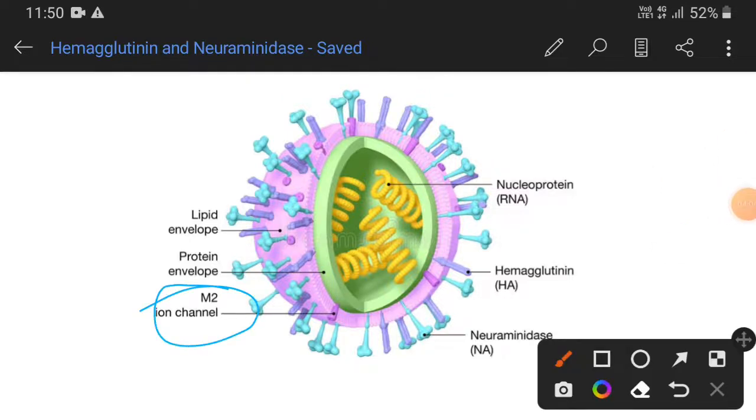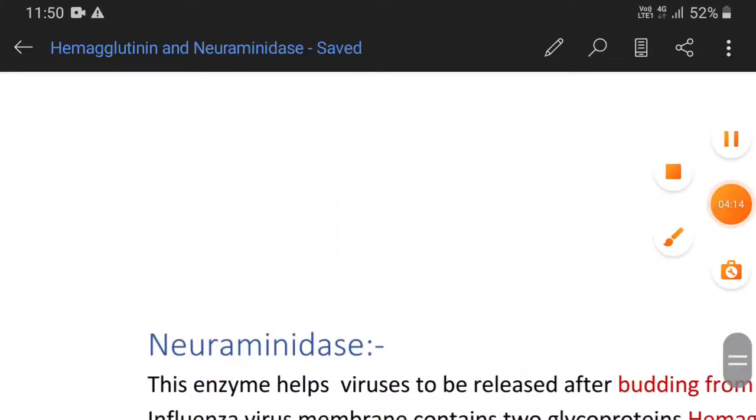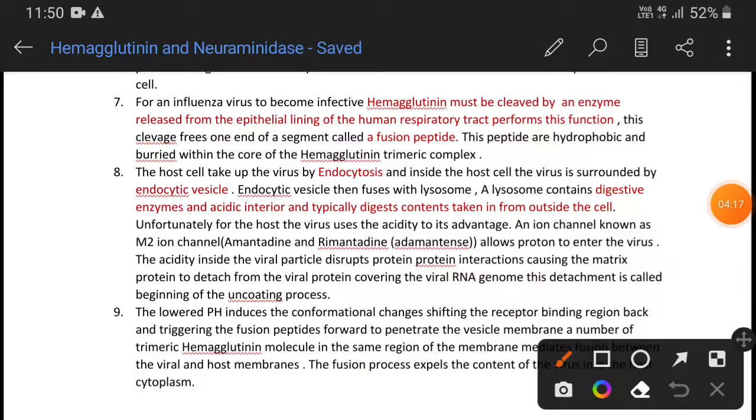So now when they fuse, those acidic interiors, that means the protons, will be taken in by the M2 ion channel. And these protons will allow the disruption of the protein interaction, causing the matrix protein to detach from the viral protein that covers the viral RNA genome. And that is the beginning of the uncoating process.